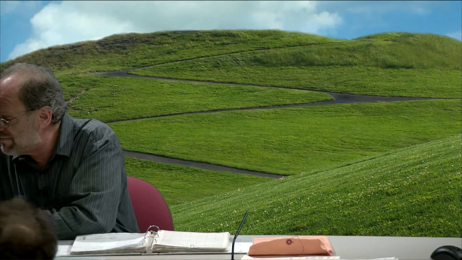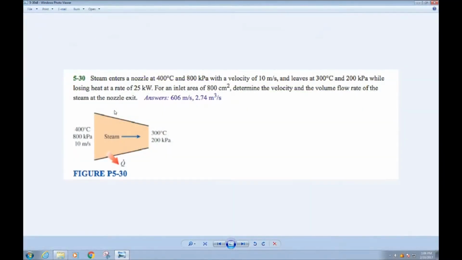So here we're looking at a nozzle. I read through this last time. As we saw last time, we have a nozzle, so I'm just going to say nozzle. And it says we have steam, so I'll just put an H2O here. It says it enters the nozzle at a particular temperature and pressure and velocity. So let's just let 1 be the inlet and 2 be the exit.